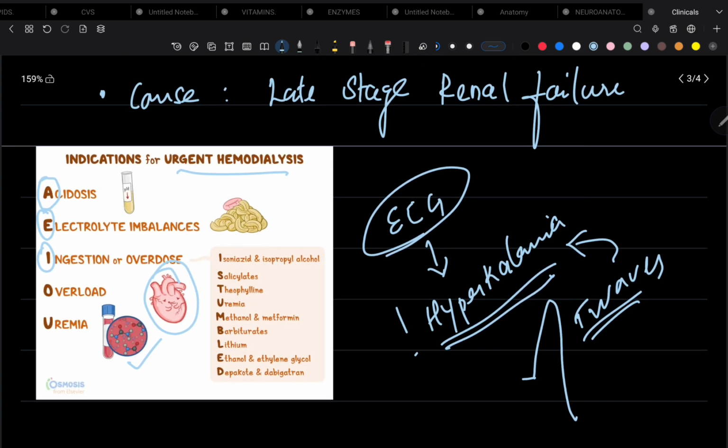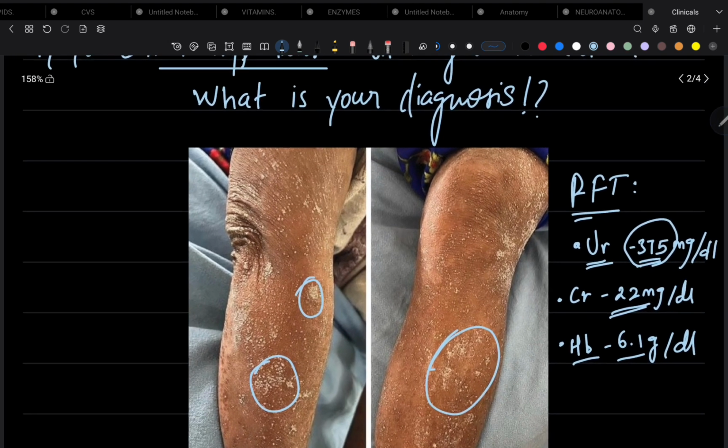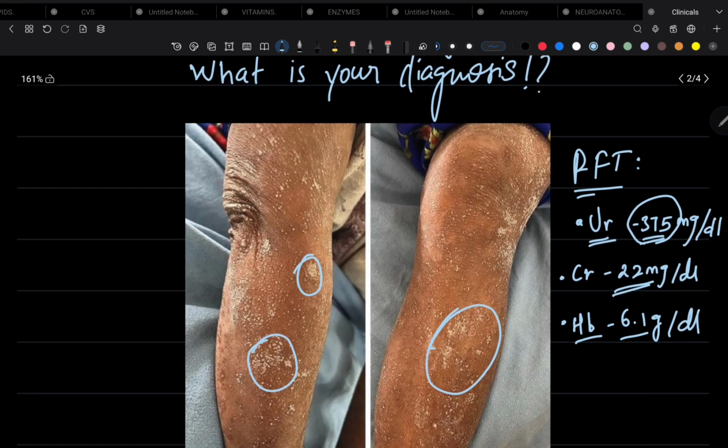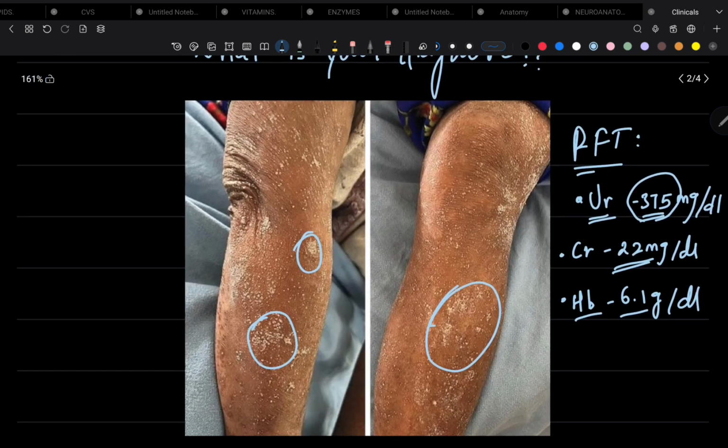So this is a case of uremic frost due to increased urea levels, which is in turn due to chronic renal failure.